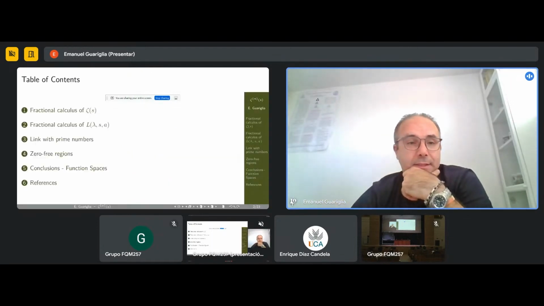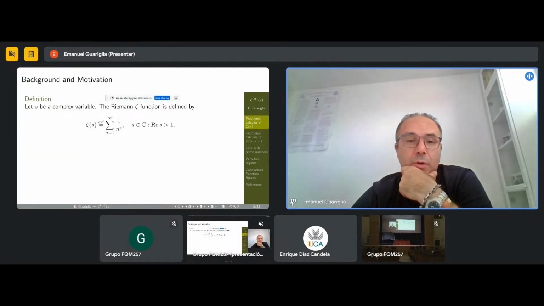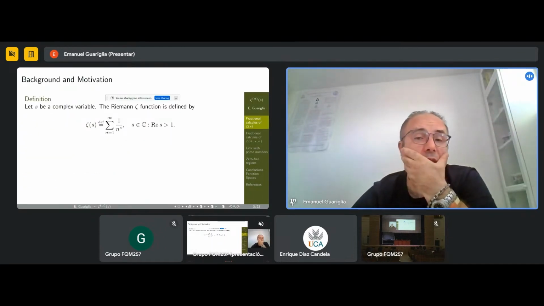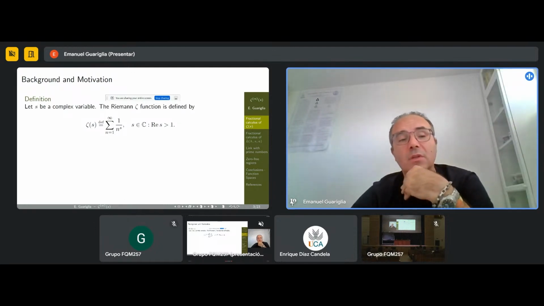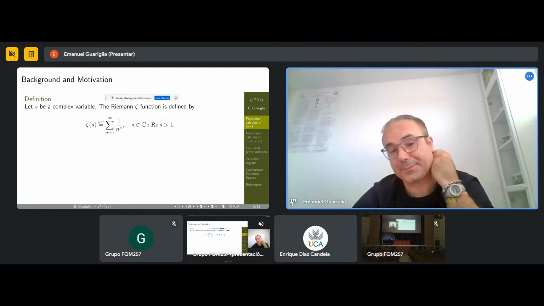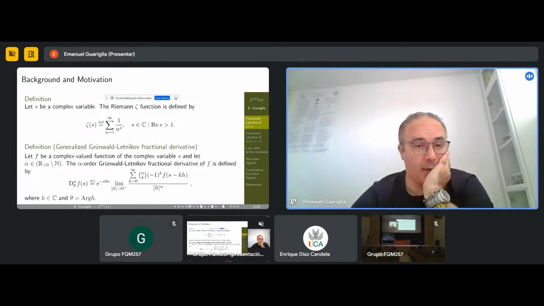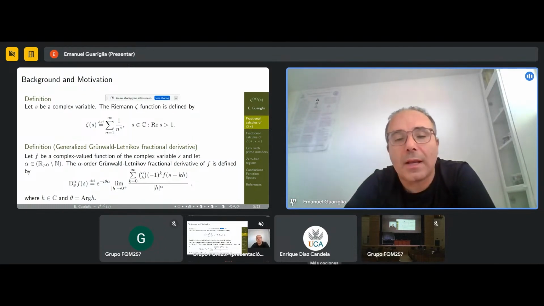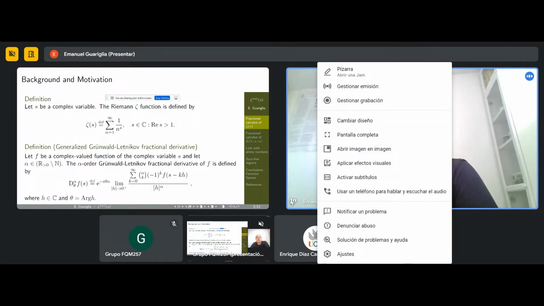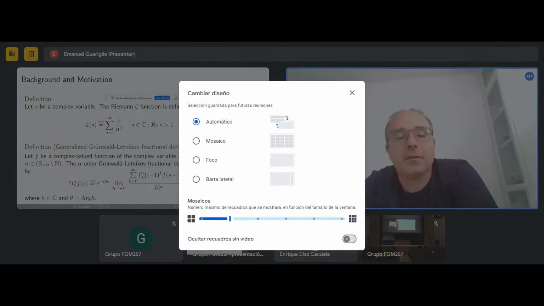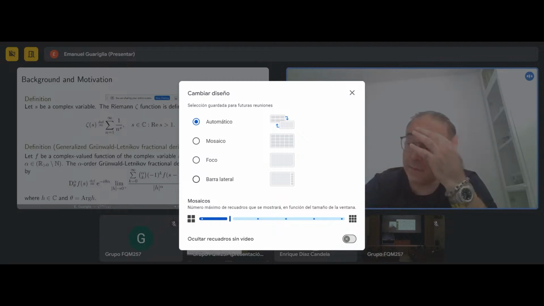Let's start and see some remarks that all of you know. Almost all of you should know what the Riemann zeta function is, but for reasons of completeness, we see the definition here. And in the same slide, I show you the definition of fractional derivative. This is the Grunwald-Letnikov derivative. This is the fractional derivative that best fits with this complex function.